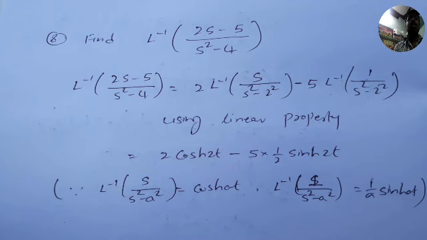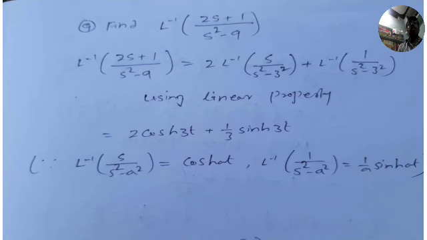This is the 8th question: L inverse of 2s minus 5 by s square minus 4. And this is the ninth question: find L inverse of 2s plus 1 by s square minus 1. Both are very, very important. Many times they are repeated for 3 marks. So if you understood these, let us go to the 10th example on linear property.